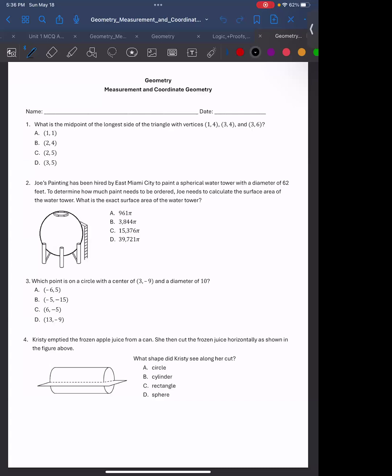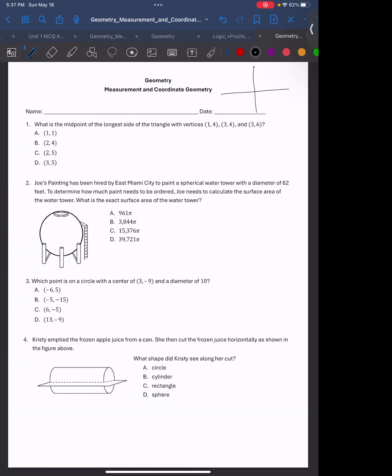Make a graph? Yes, we can make the graph. With making a graph, it's looking at a triangle. It's drawing the triangle, right? Or figuring out what is the longest side. So one of the ways you can do that is by doing a little graph, right?